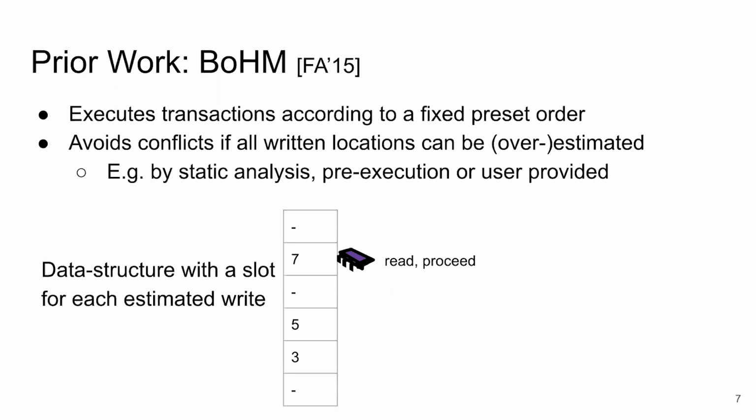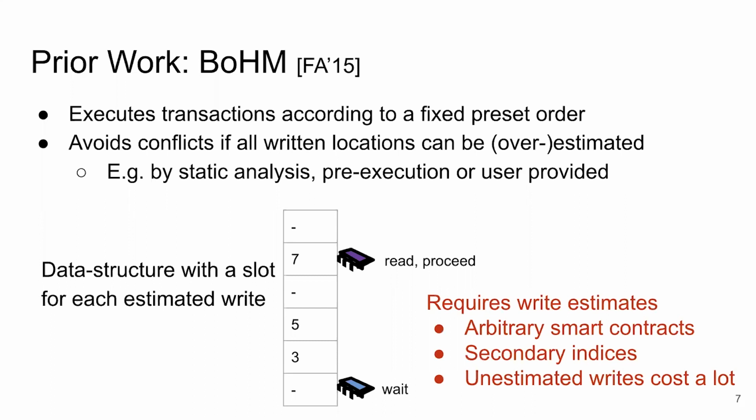It's a really good algorithm. It's highly efficient, but it has this drawback from our setting: we really don't want to require write estimates. We want to let people write arbitrary smart contracts where they have secondary indices. Like, I read something, and based on what I read, I do something completely different, like auctions, whatever. And here, any unestimated write is very costly.